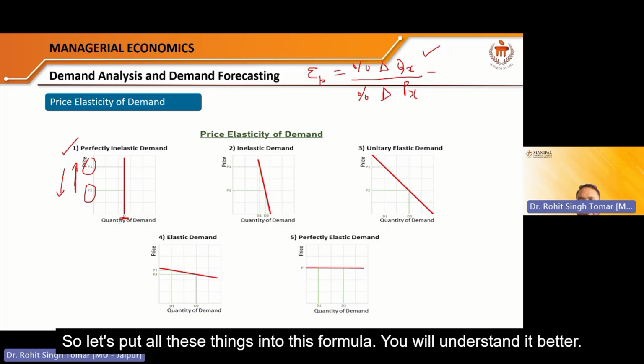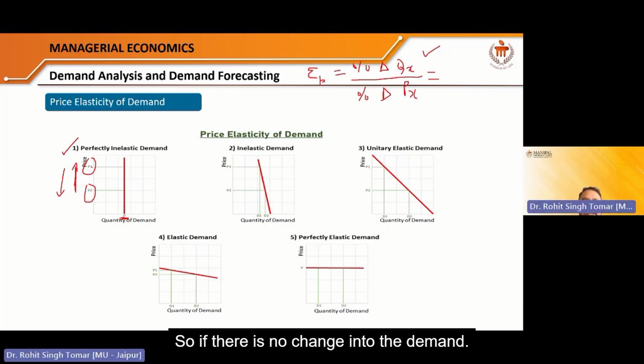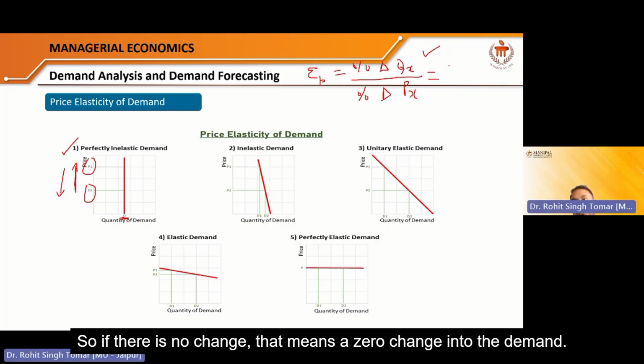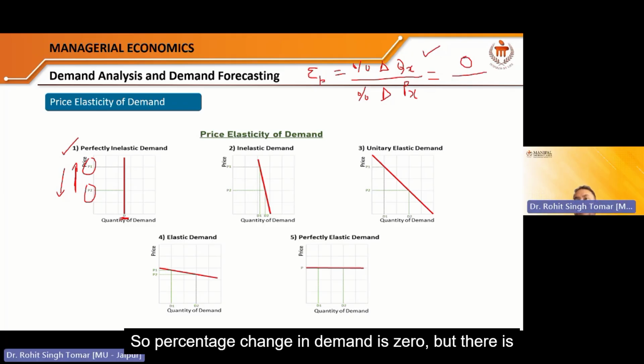So look, let's put all these things into this formula. You will understand it better. If there is no change in the demand, that means a 0 change in the demand, so the percentage change in demand is 0. But there is some change in the price.